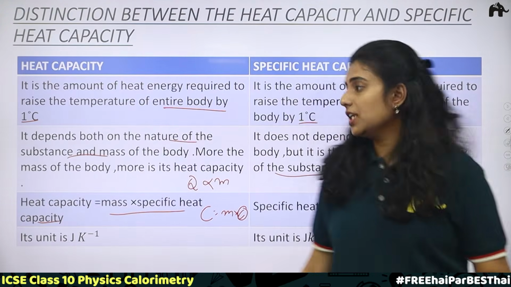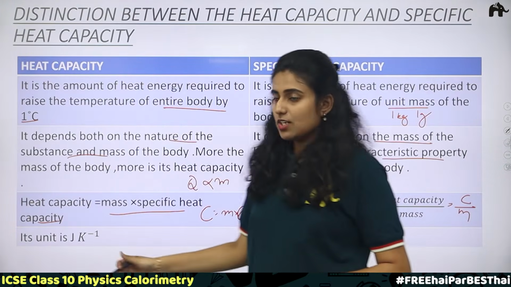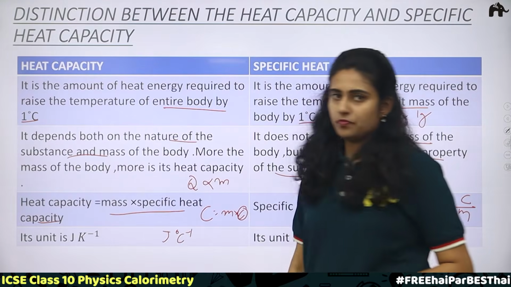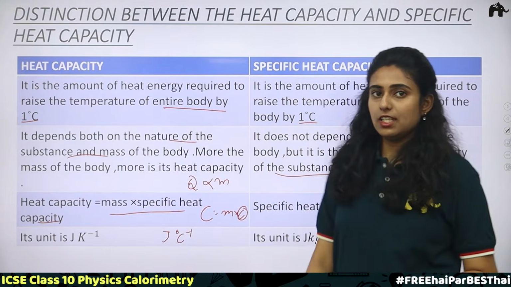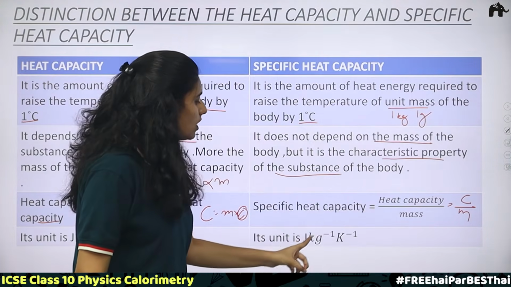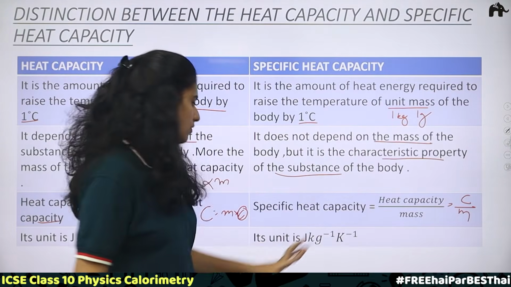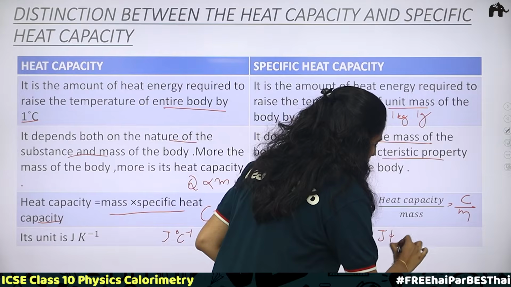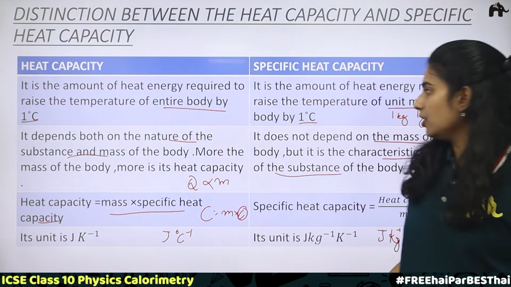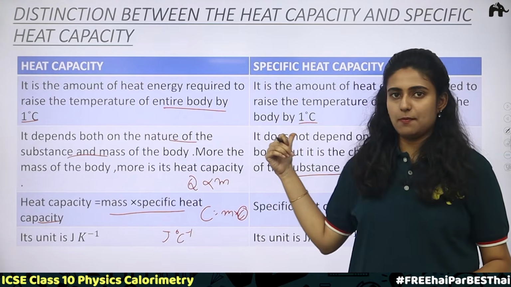Next is the SI unit. The SI unit of heat capacity is Joule Kelvin inverse or Joule degree Celsius inverse. What about specific heat capacity? Its SI unit is Joule per kilogram, here mass is also there, Joule kilogram inverse Kelvin inverse or Joule kilogram inverse degree Celsius inverse. Got it? So these are the differences between heat capacity and specific heat capacity.